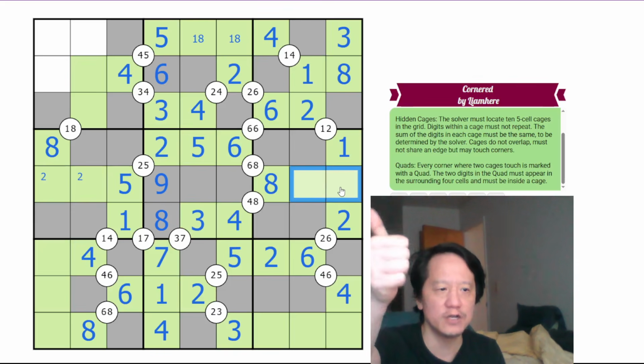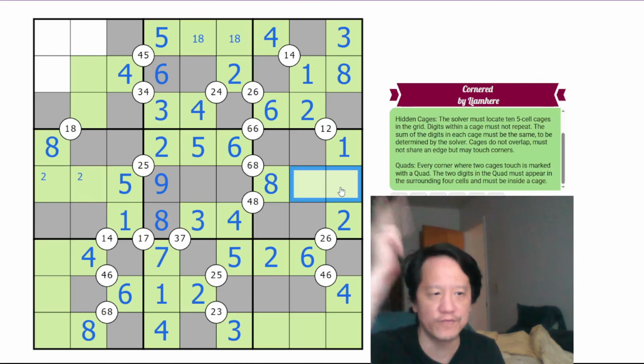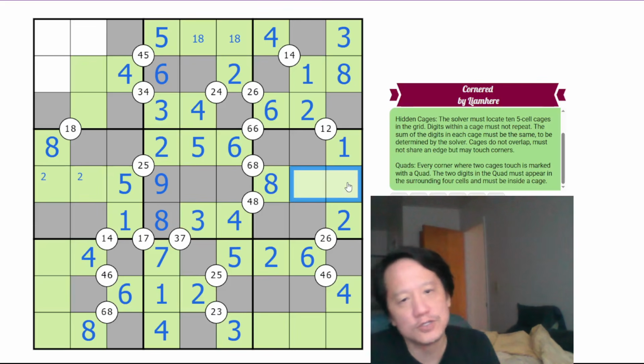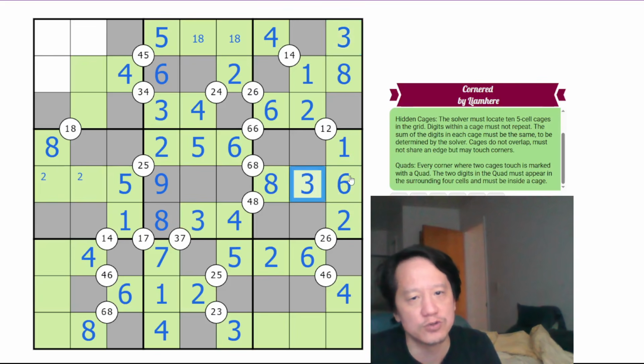So these two digits must add up to 9. We don't have 1, 8 available, or 2, 7, or 4, 5 because of 1 in the box, 2 in the box, and 5 in the row. So this must be 3, 6. 3 can't be here because of 3 in the column, so that's 6 and 3 there.